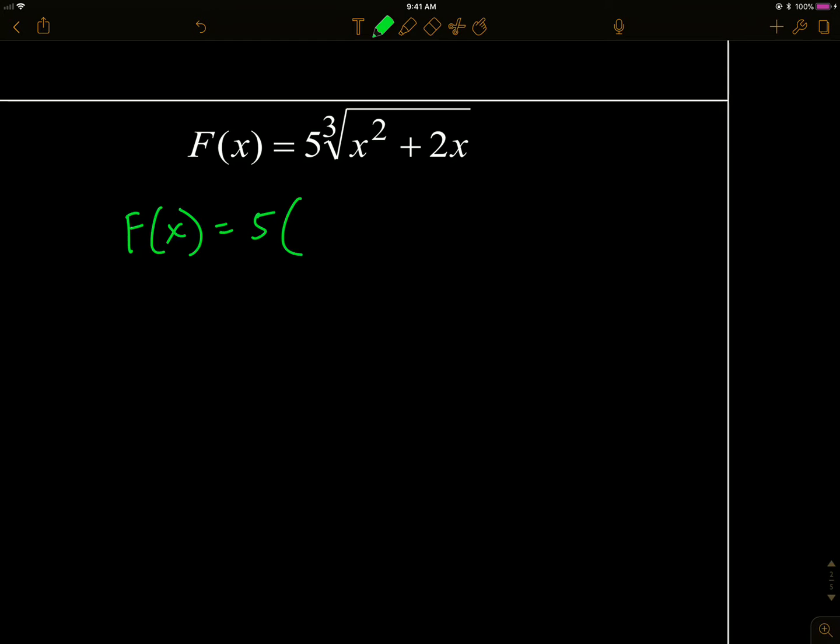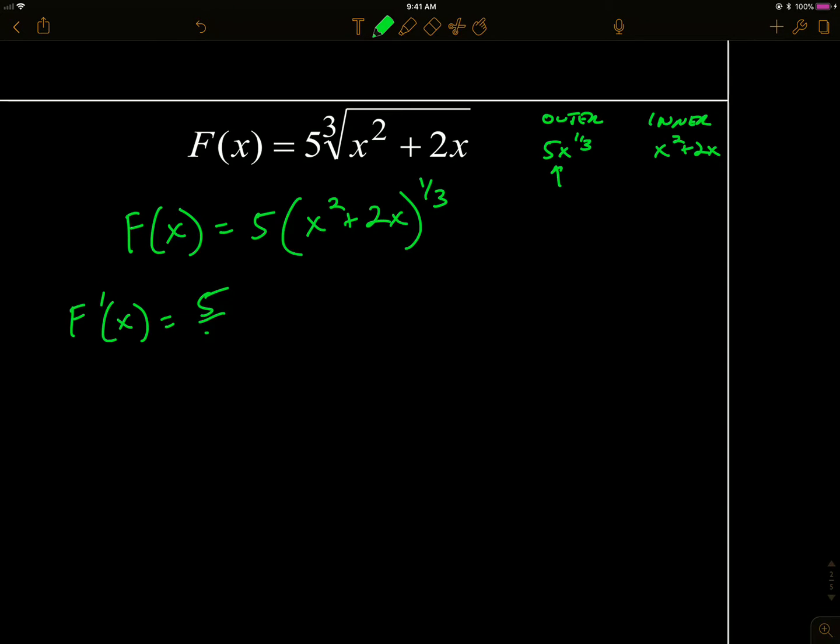So it's going to be 5 times x squared plus 2x to the 1/3. So our outer function is really 5x to the 1/3. Our inner is really x squared plus 2x. So when I do my derivative, I do power rule because I'm doing derivative of the outer. So the 1/3 comes down, I recopy the inner, I reduce the power by 1. So I get a negative 2/3.